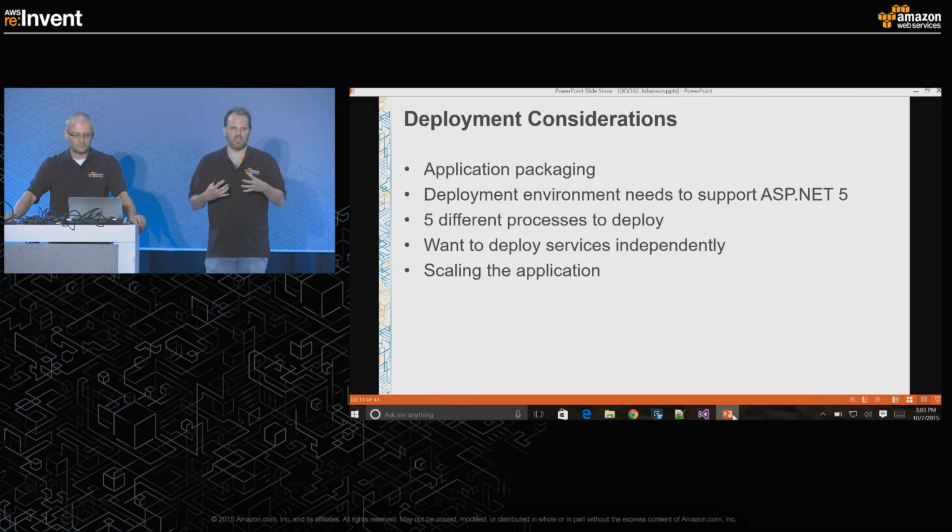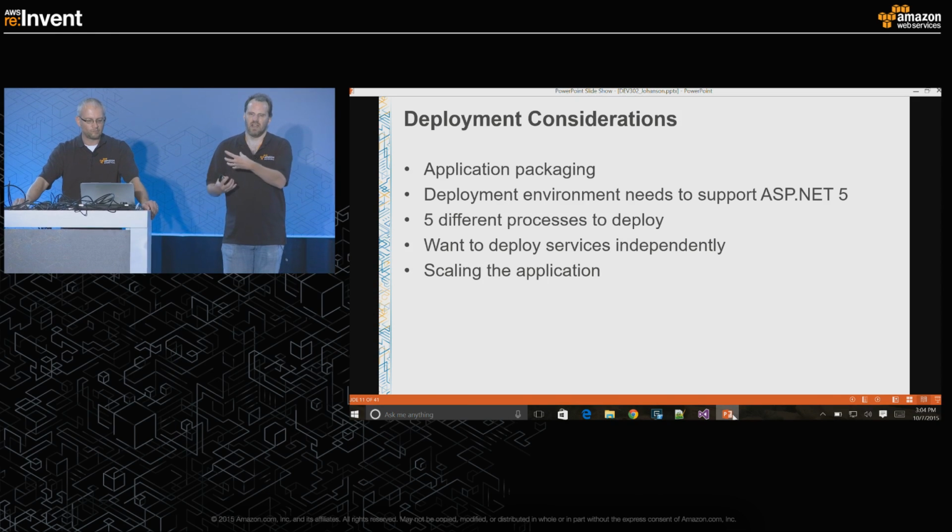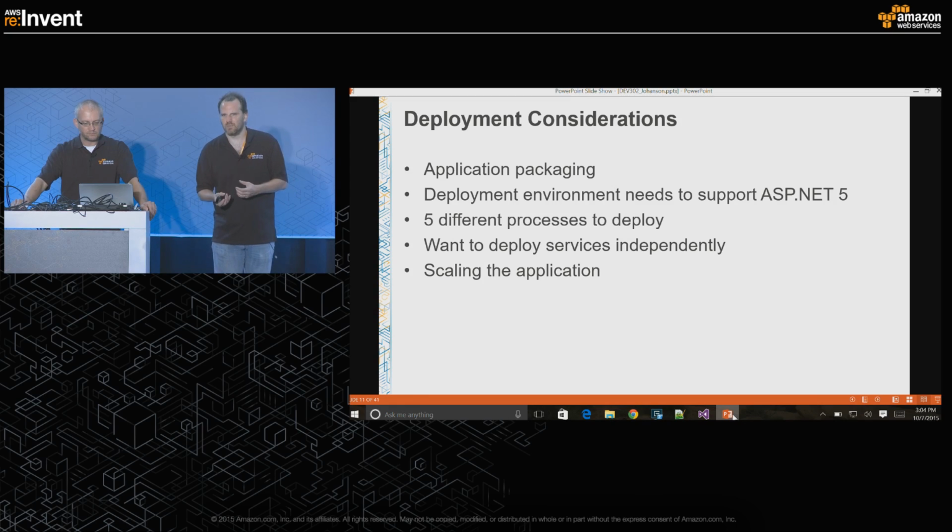In Polister, we have 5 separate processes to get it all up and running. So how do we actually ship all 5 services to our environments and get them running? And ideally, we want to be able to deploy each one of those independently. We don't want to think about, we have a bug fix in one service, how do we now have to deploy the whole entire system? And once we get it deployed, how do we scale this thing? What's our strategy?